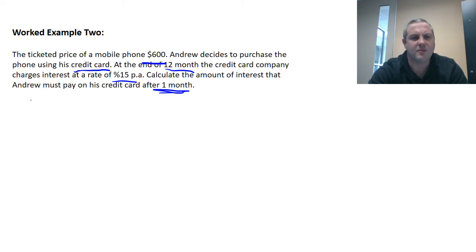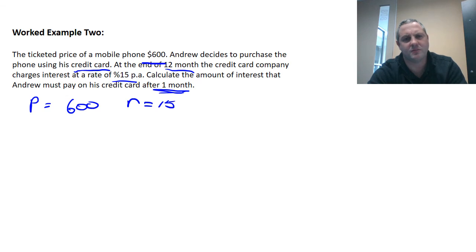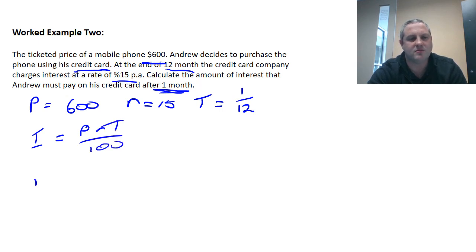First of all, we'll pull out what we need. P equals 600, so principal is 600, rate equals 15%, and time or term, in this case, is 1 month because we're looking at monthly payments. We're going to use the same formula, so interest equals PRT over 100. Here, all we're going to do is again substitute, but this is where it's a little bit different. So P equals 600, rate is 15. Now, next to the term is 1 month, so we're going to put that 1 month here.